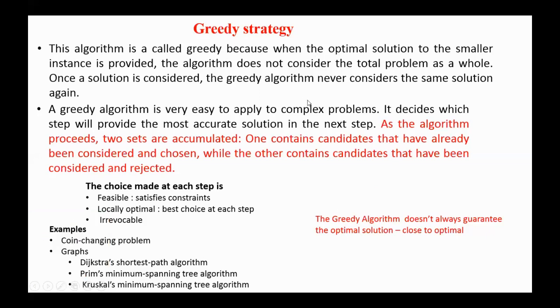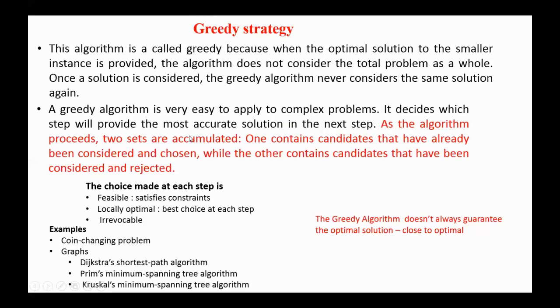Next, a greedy strategy. According to greedy strategy, the problem is solved in stages by taking one step and considering one output at a time to get the optimal solution. This strategy is called greedy because when an optimal solution to the smaller instance is provided, the algorithm does not consider the total problem as a whole. Once a solution is considered, the greedy algorithm never considers the same solution again. The greedy strategy is very easy to apply to complex problems. It decides which step will provide the most accurate solution in the next step.